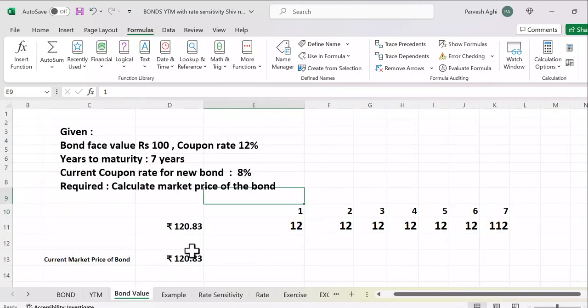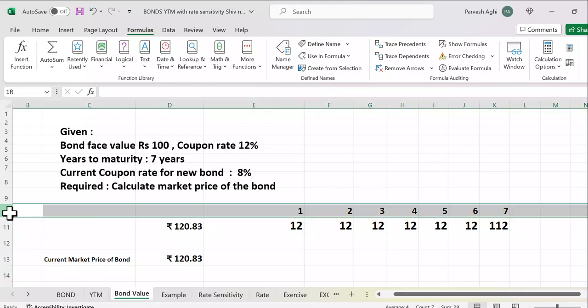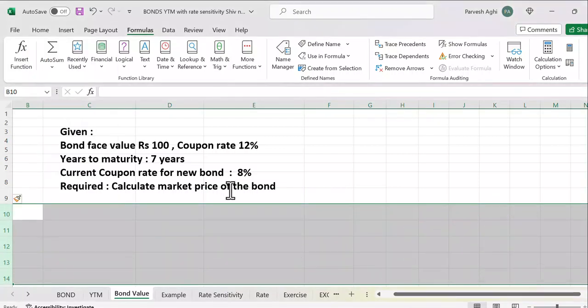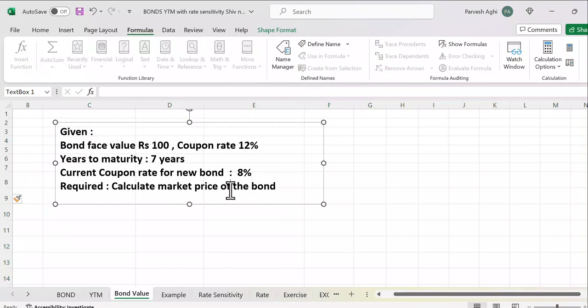Now you have to calculate the bond price. So look at the question here. The bond face value is 100. Coupon rate is 12%. Maturity is 7 years. Current coupon rate is 8%. Required: calculate the market price of the bond.